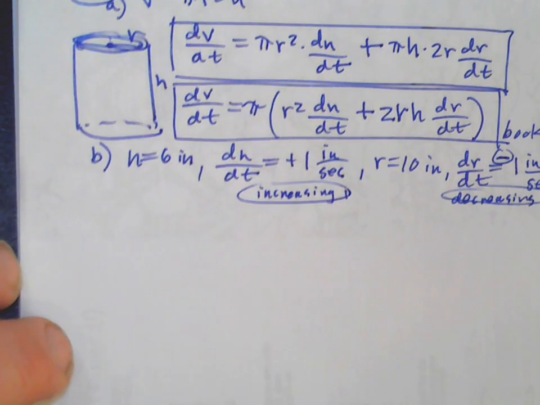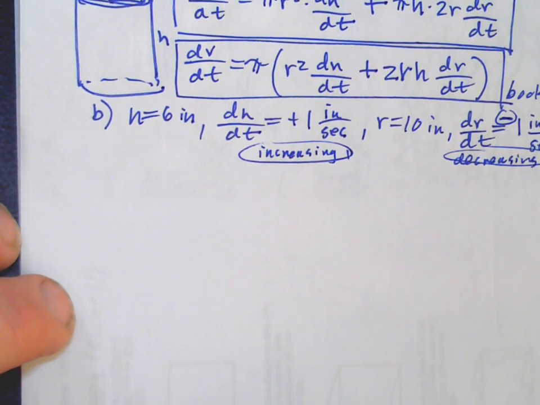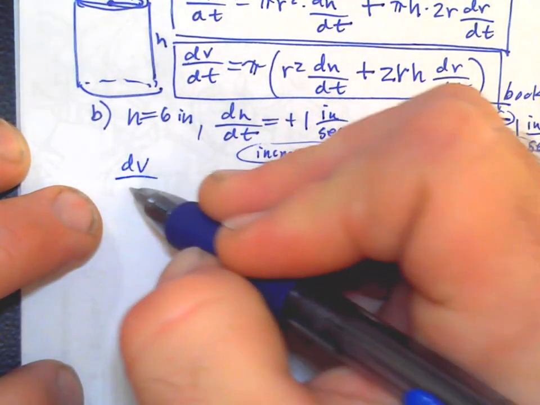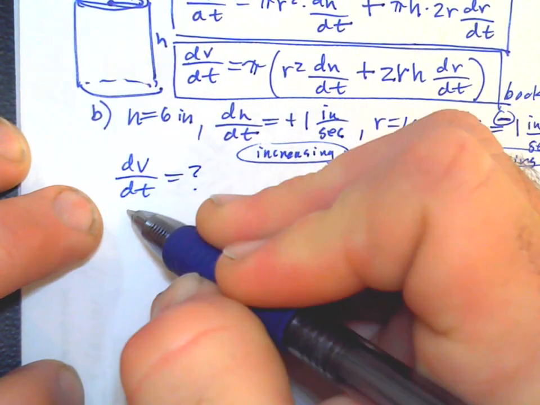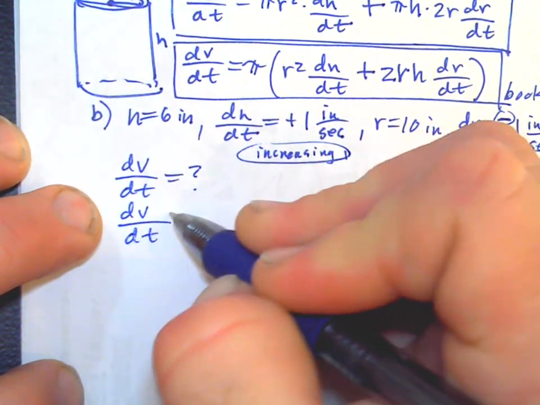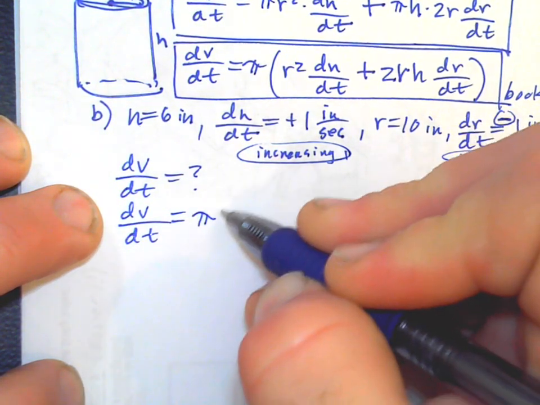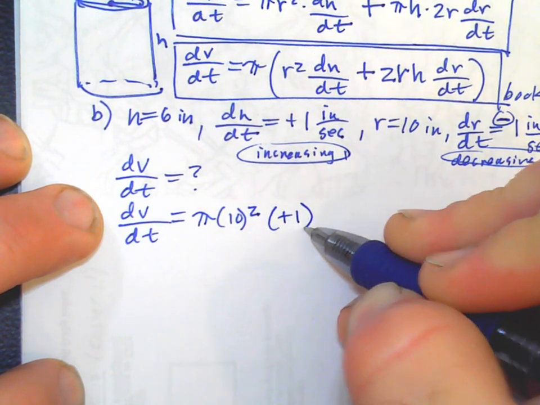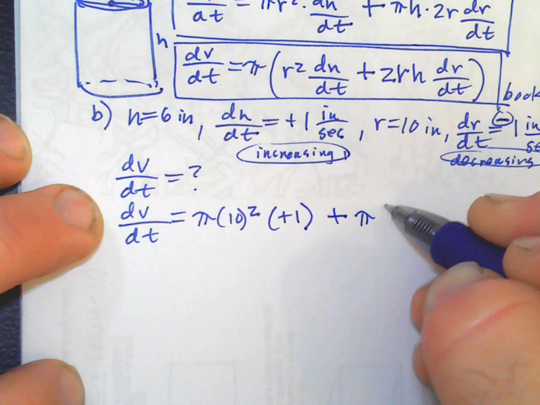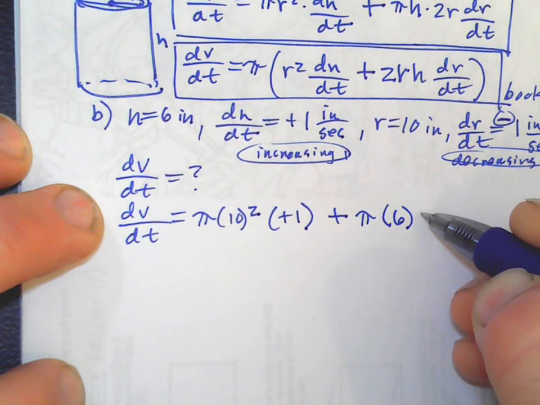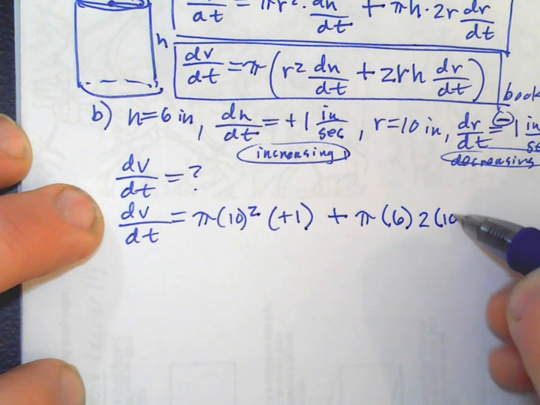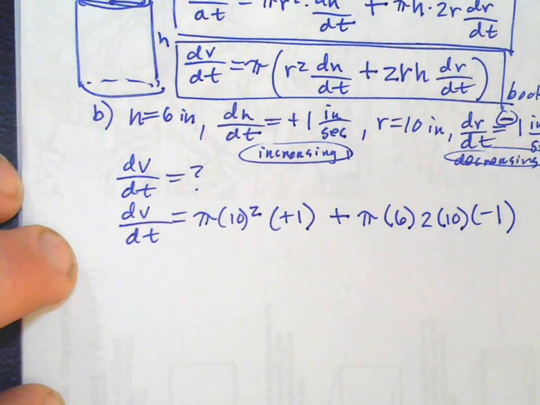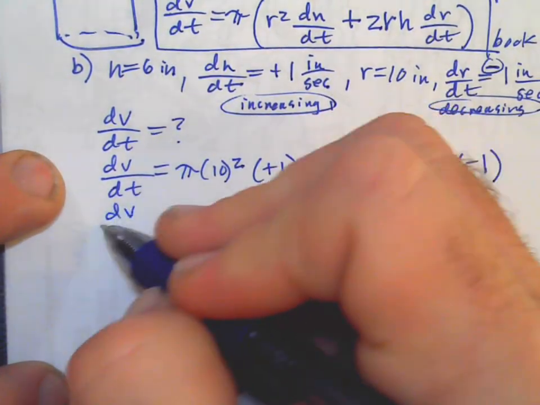It says, how fast is the volume changing at the instance? Is the volume increasing or decreasing at the instance? So we're looking for dV/dt, essentially. So we have this expression. Now we write pi, the radius is 10 squared, dh/dt is positive 1. I always write the plus and the minus. Pi h is 6 times 2 times r is 10, dr/dt is negative 1. So we plug everything in. Now we just have to simplify it.